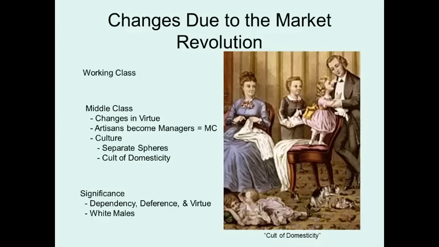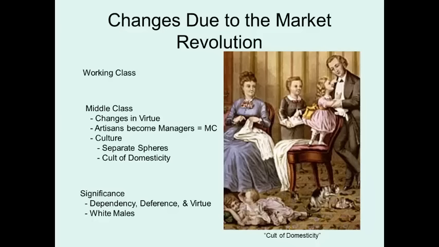Let's talk about some of the changes that are occurring due to the market revolution socially. So, factories are going to lead to a growing gap between the rich and the poor. And for the first time in America, we're really going to see the development of a working poor. And this working class is going to be a group that worked in factories. The working class is working for wages. And this working class is becoming increasingly removed from the fruits of their labor.